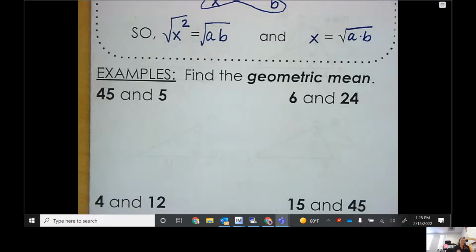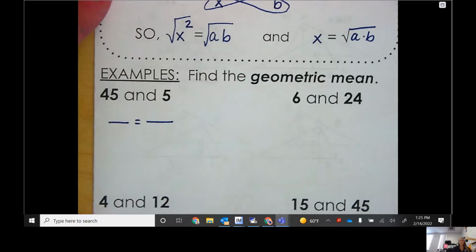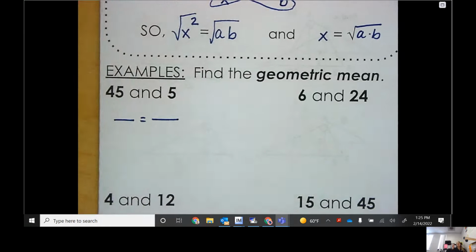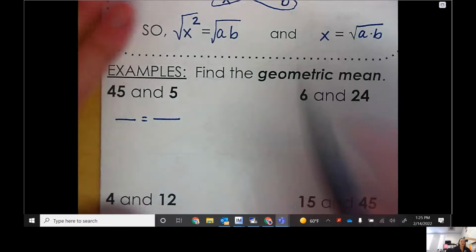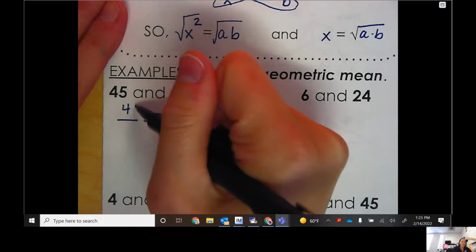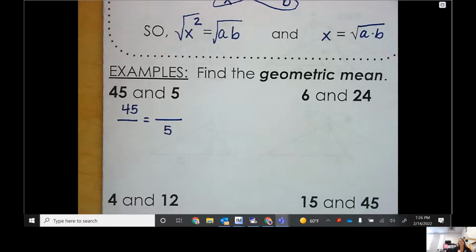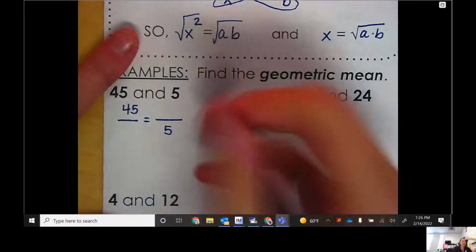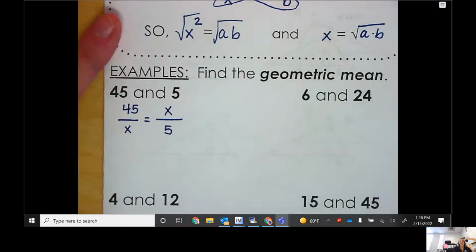Okay, so we're going to find the geometric mean of the numbers listed there. Now, when we're doing geometric mean, I need two proportions. And the two numbers that I'm trying to determine, these are considered my A and my B value. These two have to go diagonally from each other. So 45 would go on the top, and then 5 would go diagonal from it. It does not matter which one's where. The other two numbers are going to be X, because that's the value I'm trying to solve for my geometric mean. And now we do cross multiplication.